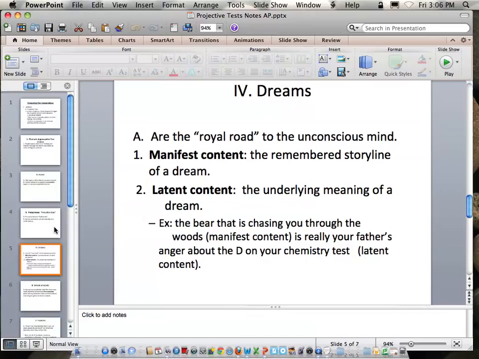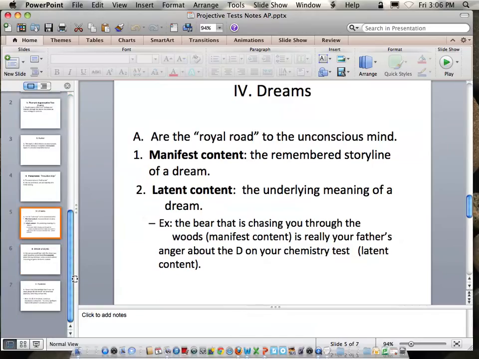So that's Freudian slips. The fourth way that we access the unconscious is through dreams. And actually dreams is what Freud believed was the "royal road" to the unconscious mind. So he believed this was our best way of accessing someone's true unconscious.